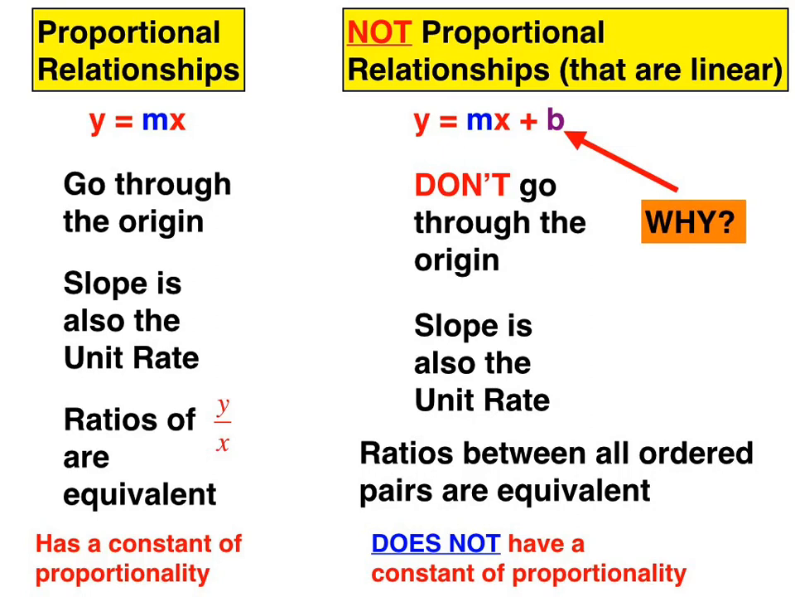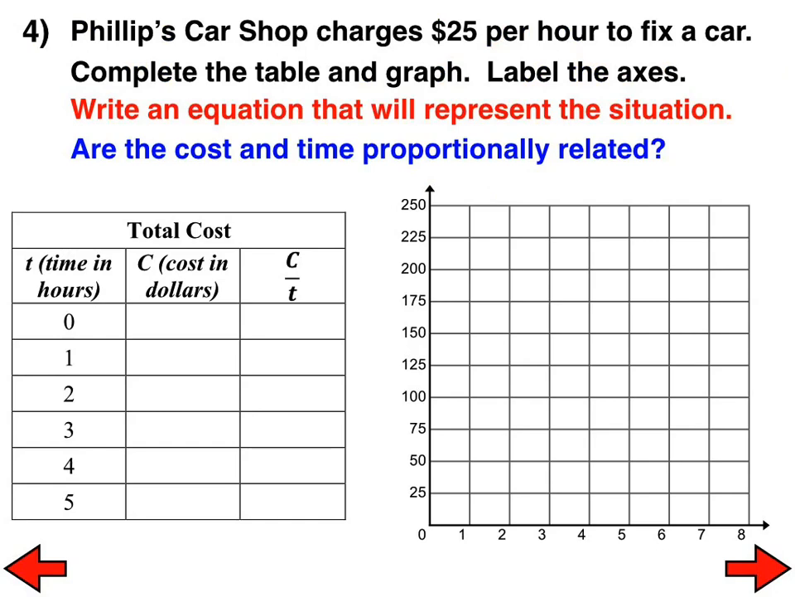Okay. Let's move on here. Here we have a problem. Phillip's car shop charges $25 per hour to fix a car. We are supposed to complete the table and graph, label the axes, write an equation that will represent the situation, and then figure out, are the cost and time proportionally related? In other words, is this a proportional relationship? So I'll help you get started with the table, and then I'll let you finish this problem off.